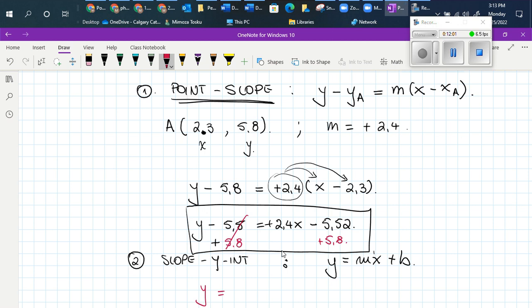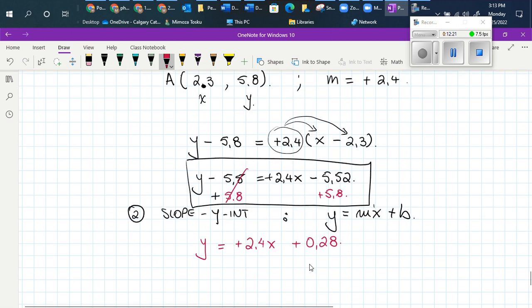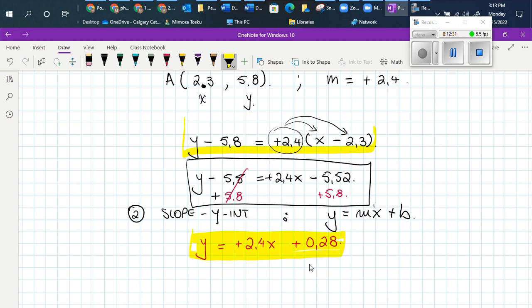So then y will be equal to positive 2.4x plus 0.28. This equation of the straight line, and this one here, are representing the same line in different forms.